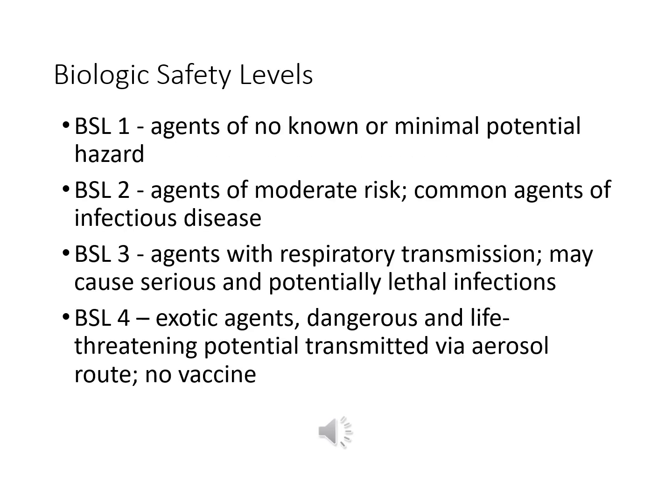Biologic safety levels: we have BSL 1 through 4, 1 being the lowest risk up to number 4, which would be the highest. BSL level 1 is used when it's an agent of no known or minimal potential risk, so there are really no additional precautions needed. BSL level 2 are agents of moderate risk. These are common agents of infectious disease, things we commonly work with in the microbiology lab, like E. coli, streptococcus, staphylococcus, those types of organisms.